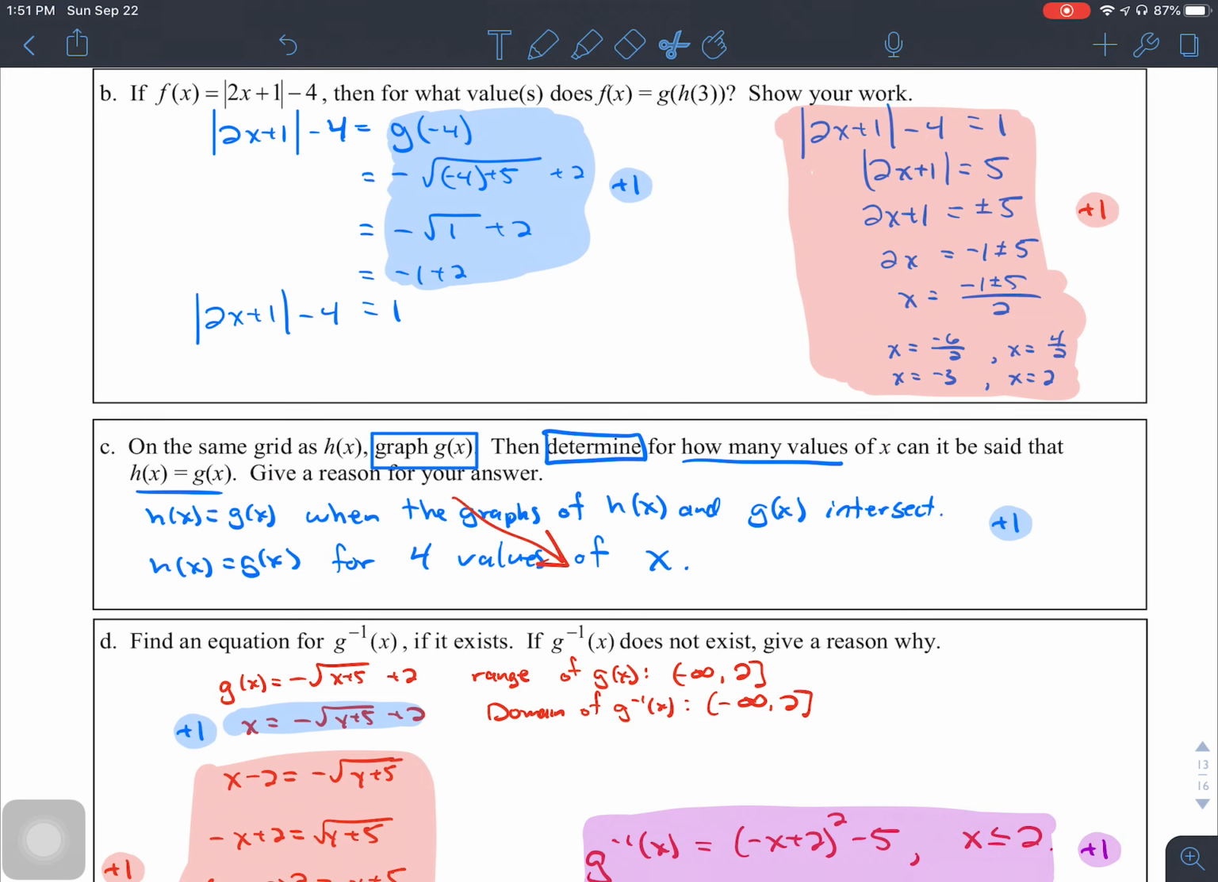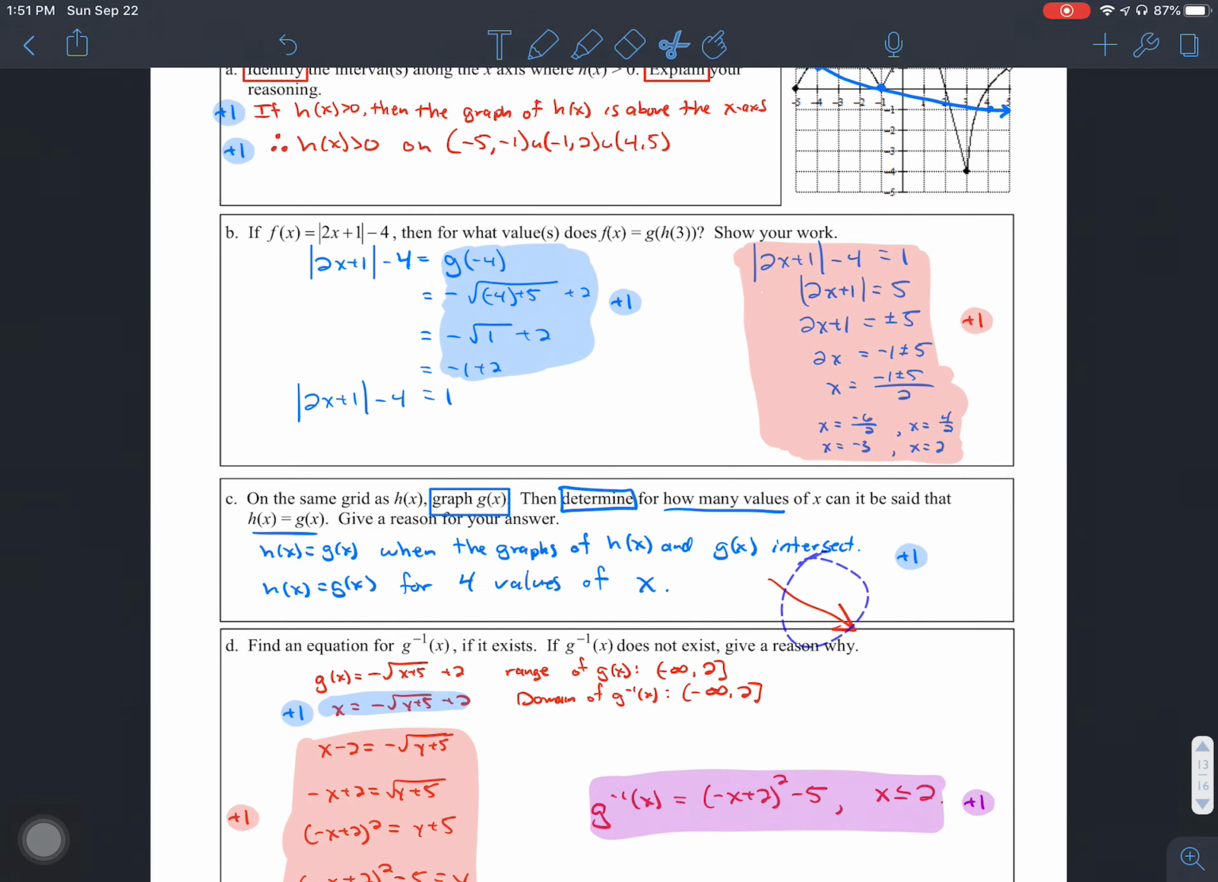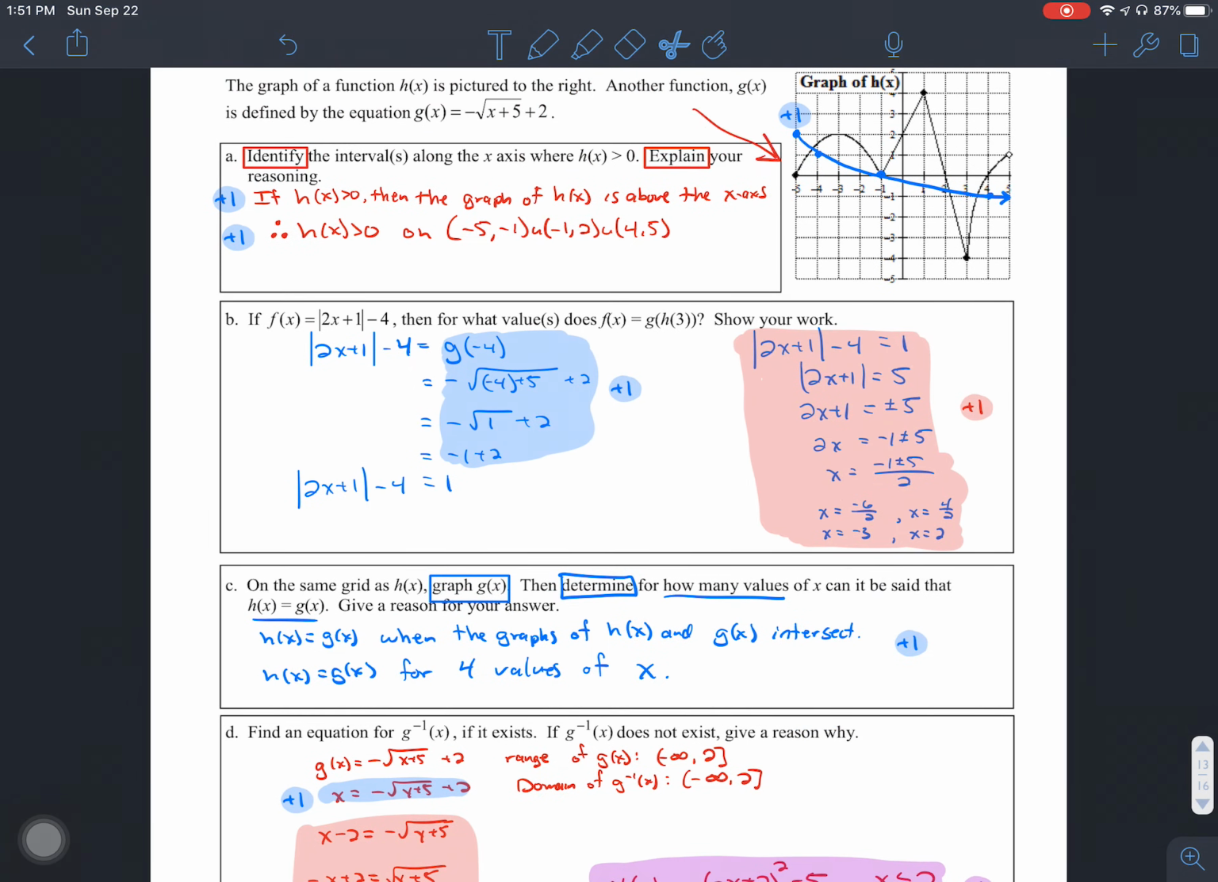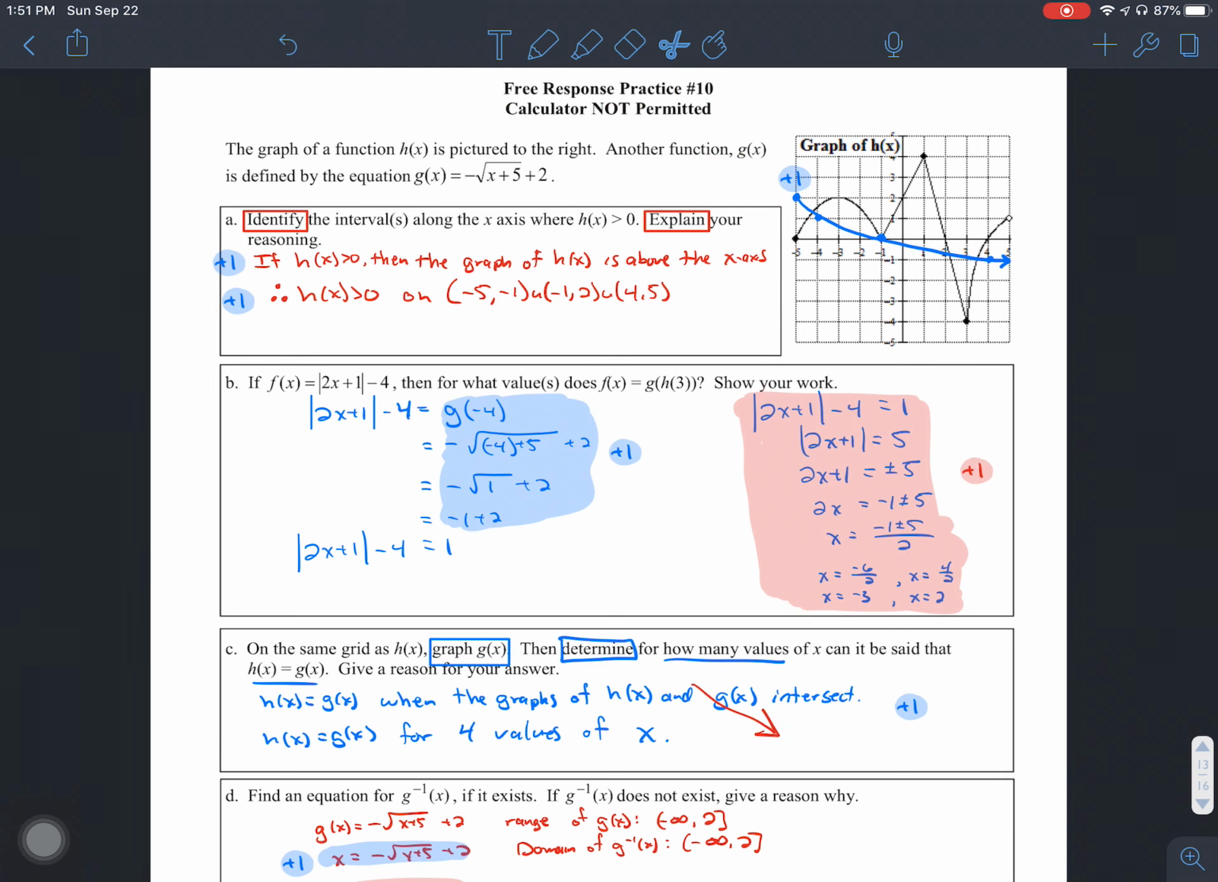This is all 1 point for the reason and the number of times. So far we got 1, 2, 3, 4, 5. Actually, that's 1 point. 1 point was graphing it. So that was worth 2 points: 1 for explanation and how many times, and 1 for the graph.